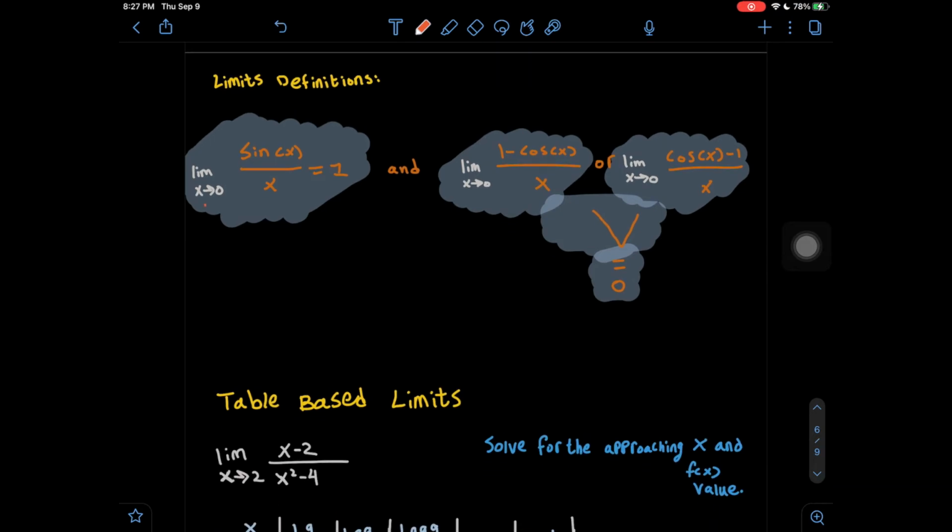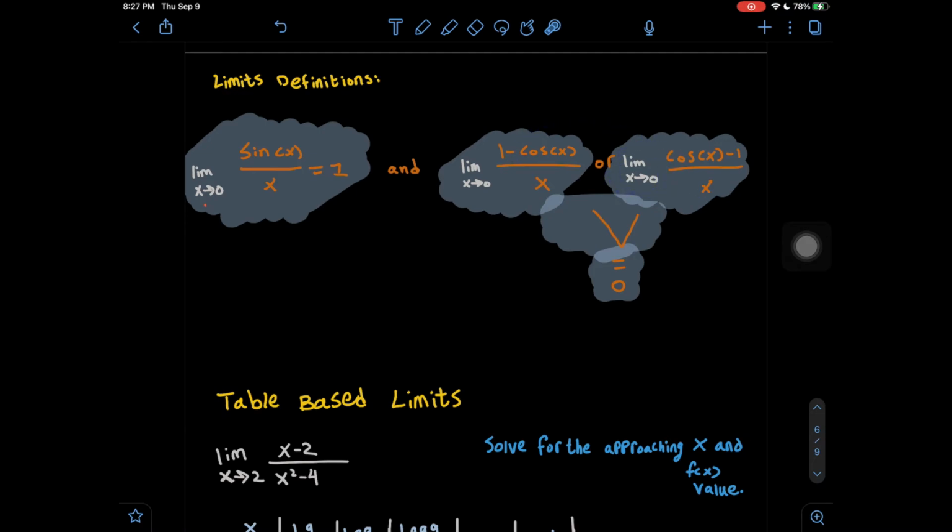You must remember these or have them in your notes. These are very crucial in limits. First one is the limit as x approaches 0 of sine x over x is equal to a value of 1. And the other definition is 1 minus cosine x over x, and this is when the limit is as x is approaching 0. Or this could be written as cosine of x minus 1 over x.